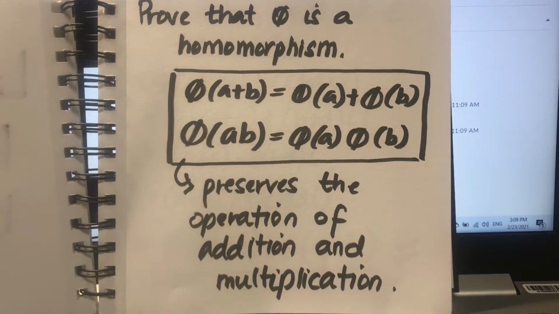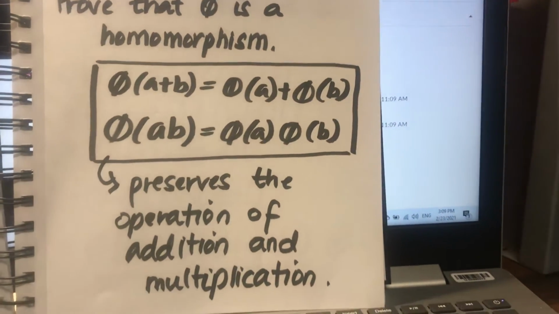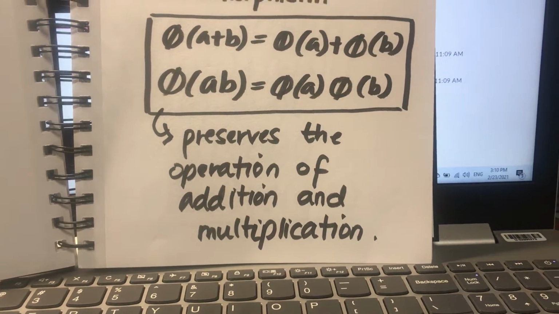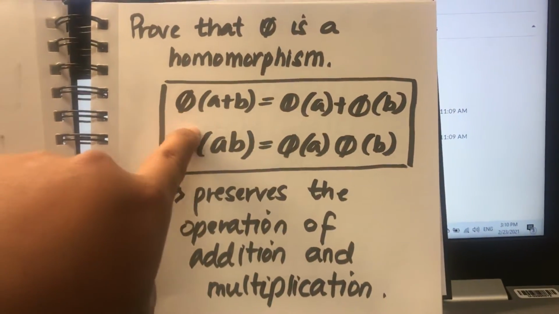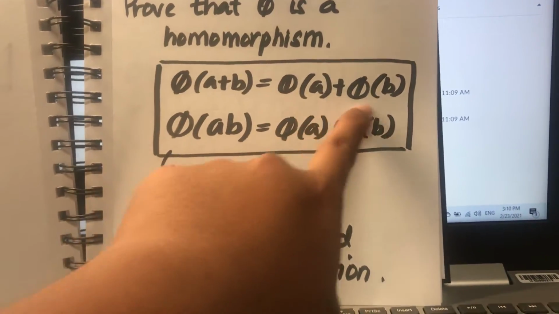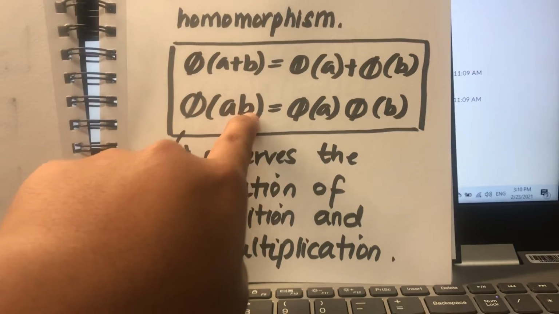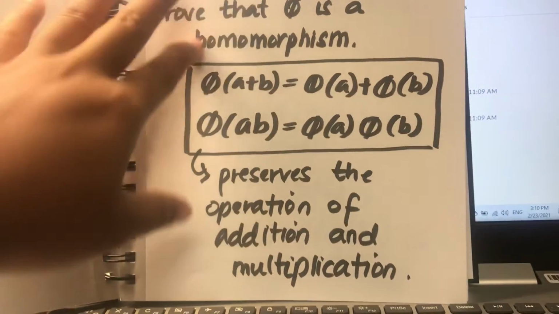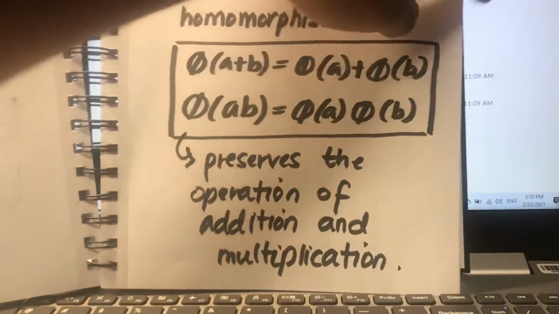In order to do that, we need to know the definition of a homomorphism. It preserves the operations of addition and multiplication. What does that mean? It means φ(a + b) has to be equal to φ(a) + φ(b), and for multiplication, φ(ab) is equal to φ(a) times φ(b). So that's what it means to preserve the operations of addition and multiplication.